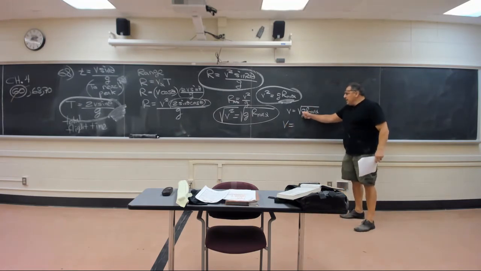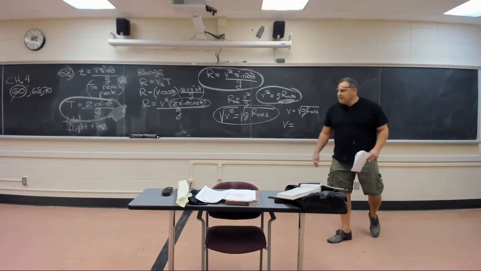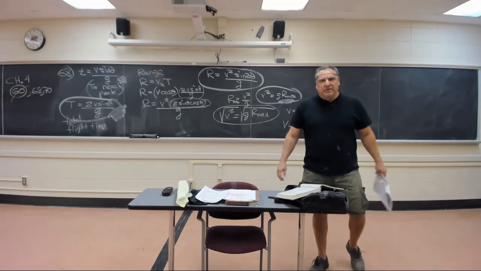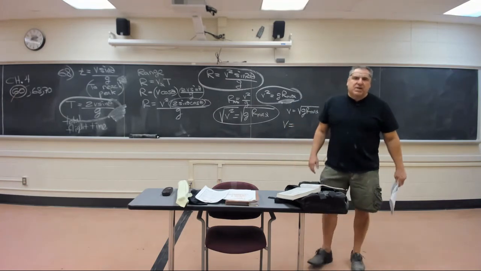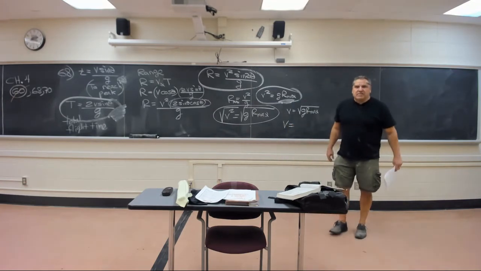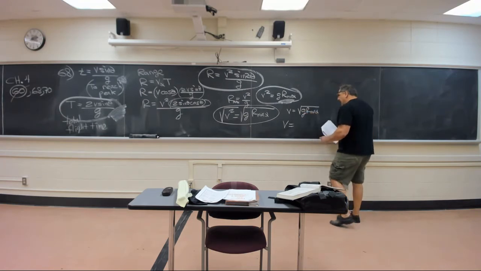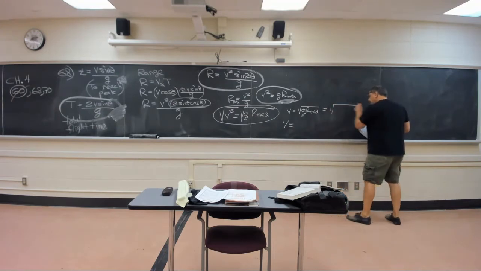If you put 9.8 meters per second squared times 17.6 kilometers, you're not going to use 17.6 kilometers. You're going to convert to meters. 17.6 kilometers is 17,600 meters. 17,600 meters times 9.8 meters per second squared. Get an answer, square root it. It is essentially, let me just write this.